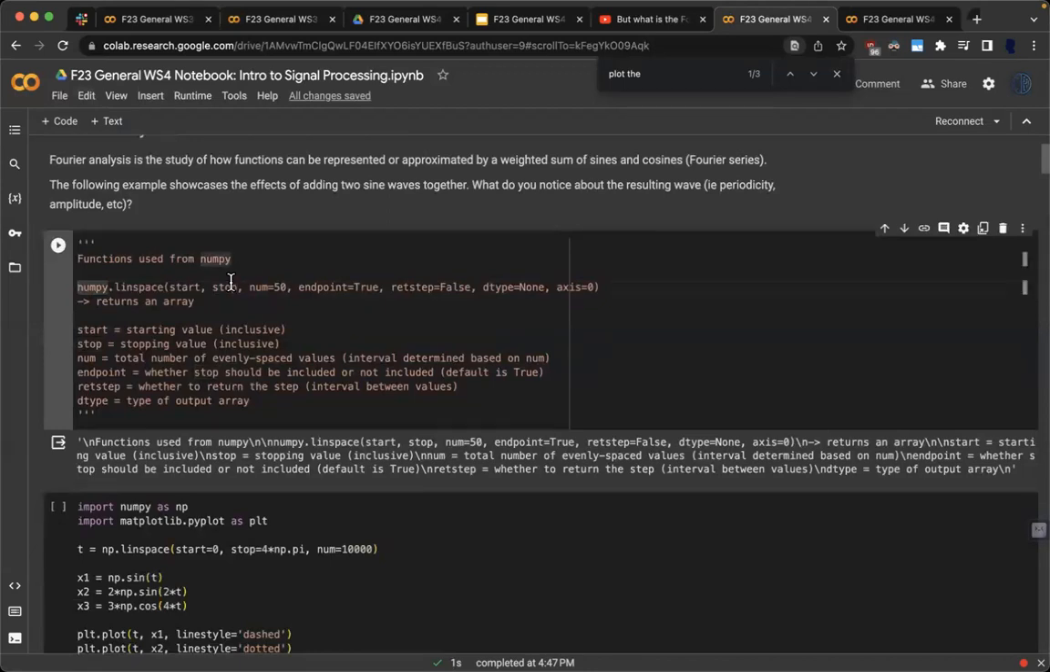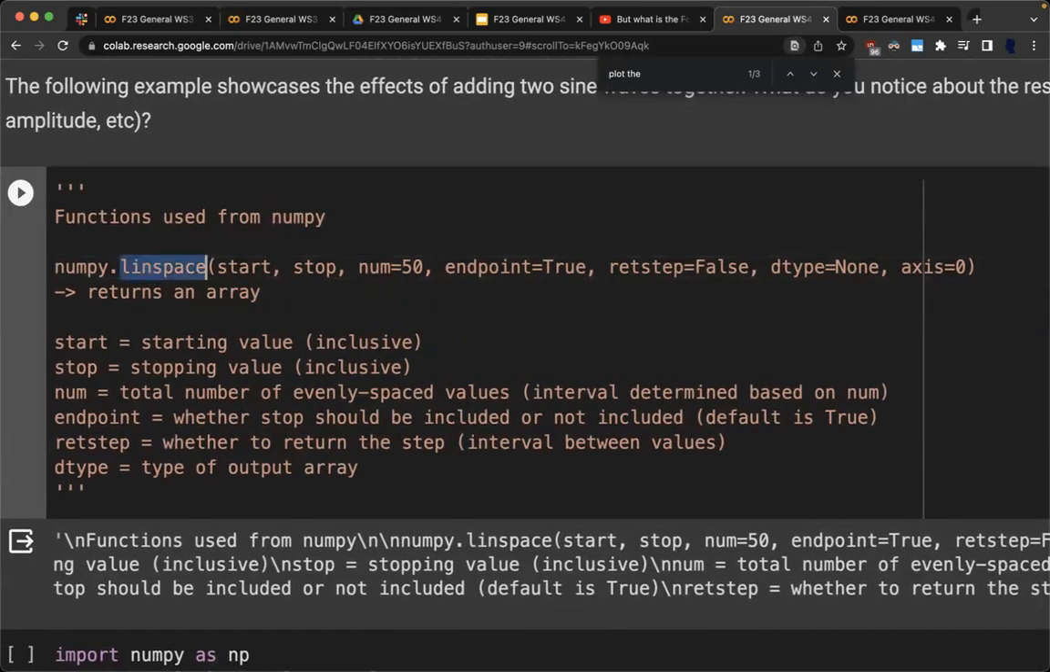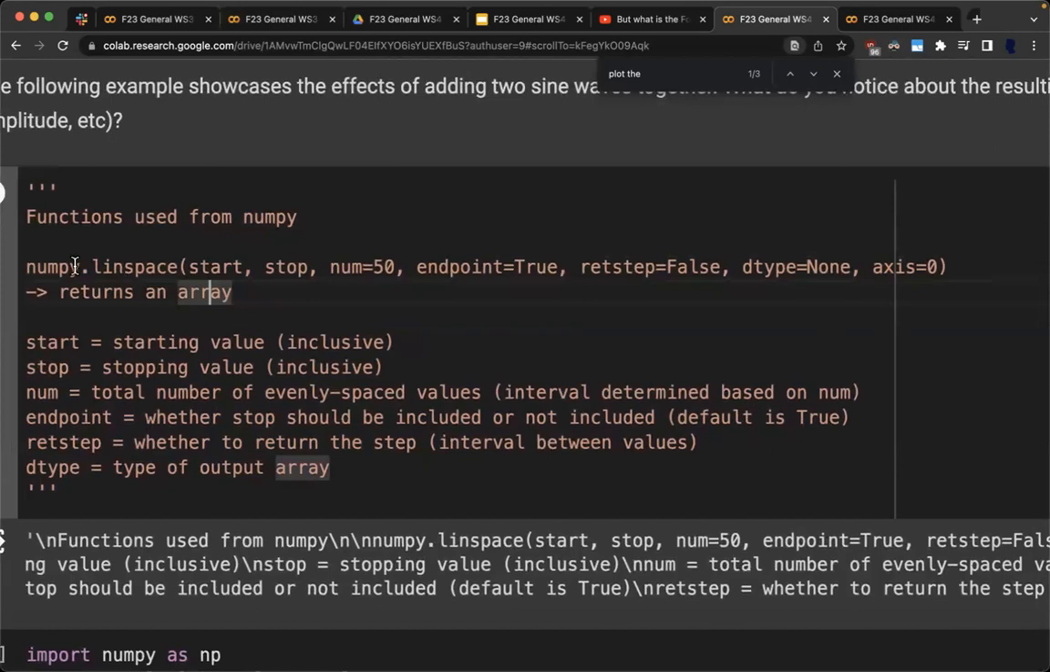So last week we also covered this linspace, but we'll cover this really briefly again. This is just a way to generate an array of points, or an array of numbers. You can plug in when you want to start the list of numbers, when you want to stop, the number of numbers, and also some other settings that we won't really go into.